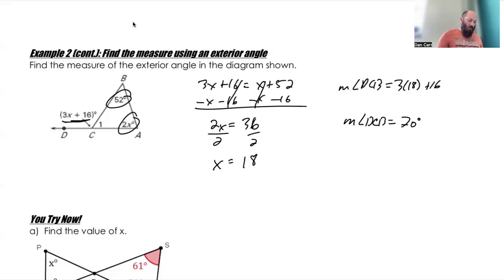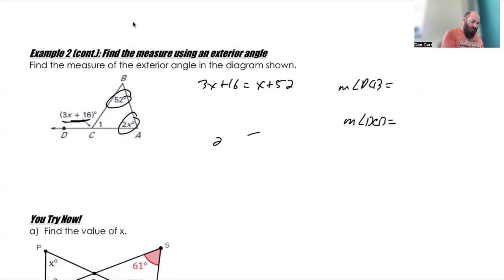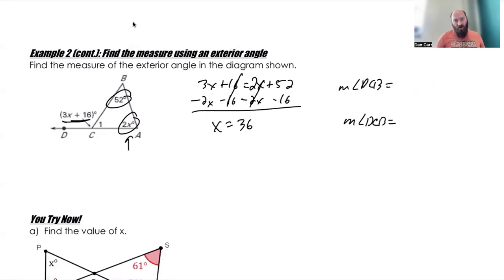Or wait, hold on one second. Sorry about that. I totally missed that part. This was supposed to be get rid of all of this. I totally missed that it was a 2x here, not an x. Very different. Subtract 2x, subtract 16. So that goes away, that goes away. So I get x equals 36, not x equals 18. I forgot about that extra 2x there.